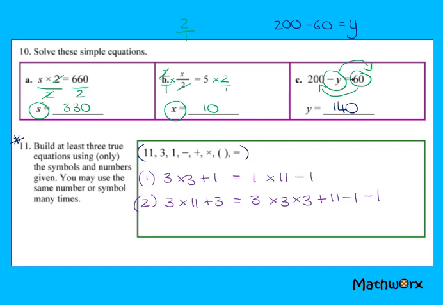Okay, and number 3, my third recommendation would be 11 minus 3 equals 3 times 3 minus 1. Now remember, number 11 is just kind of to get your brain working, to organize these as little equations for yourself.